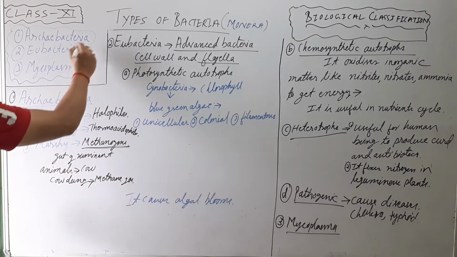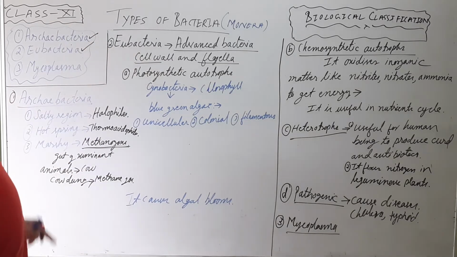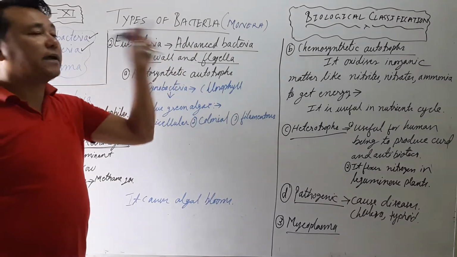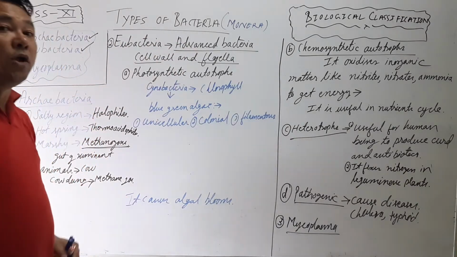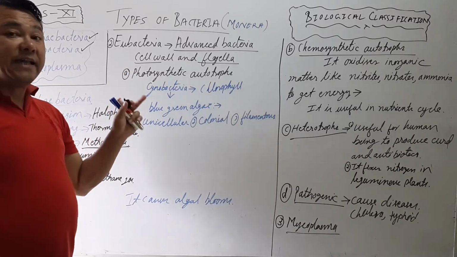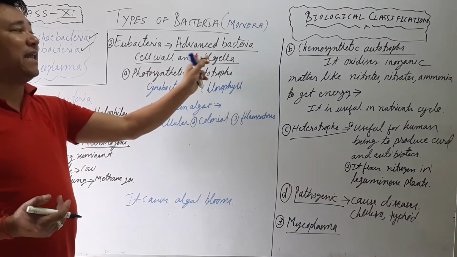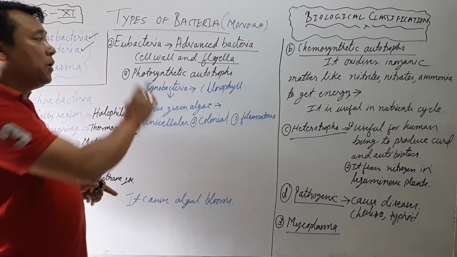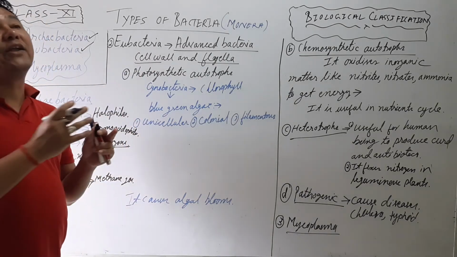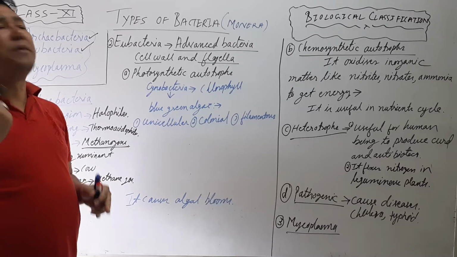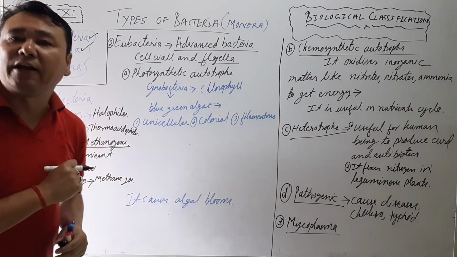Let's study about the Eubacteria. Eubacteria are called advanced bacteria. Eubacteria are classified on the basis of cell wall and flagella. We have already studied flagella. How are Eubacteria classified? On the basis of cell wall and flagella, right?